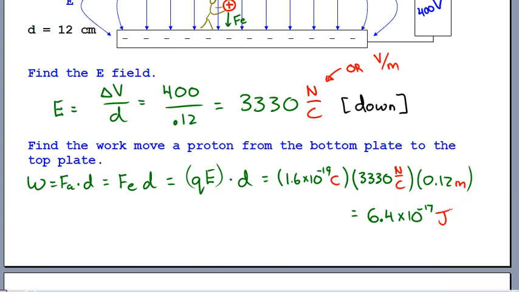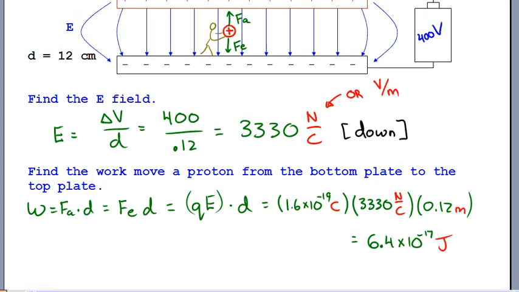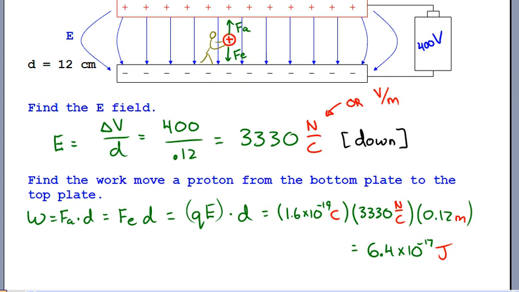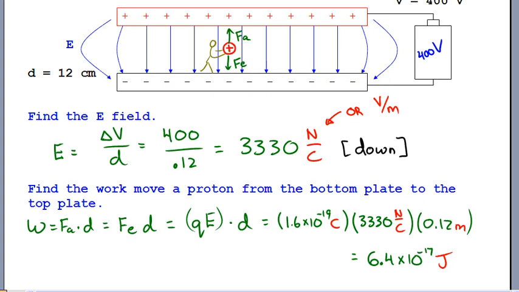But before we leave this page, let's look at one little interesting issue here. What would happen to that answer, that 6.4 times 10 to the negative 17 joules, if we increase the spacing between the plates to 24 centimeters? Now, at first glance, you look at it and go, well, that 24 centimeters is showing up right here. And if you make that change from 12 centimeters to 24, you'd be doubling that D. And so you might expect the answer would double.